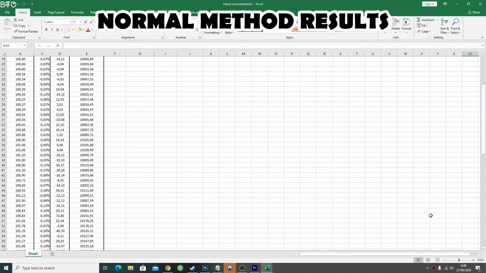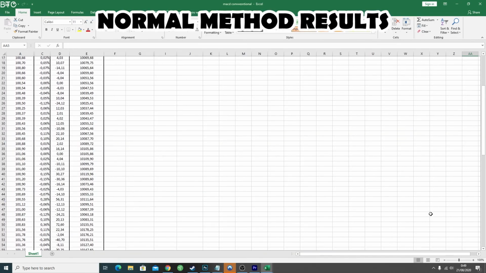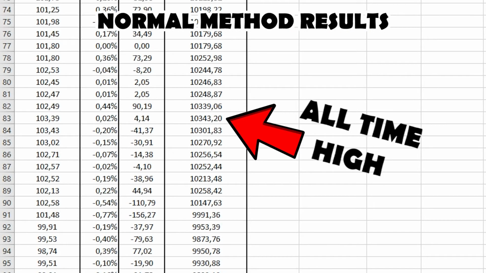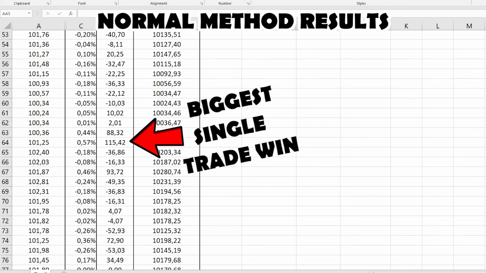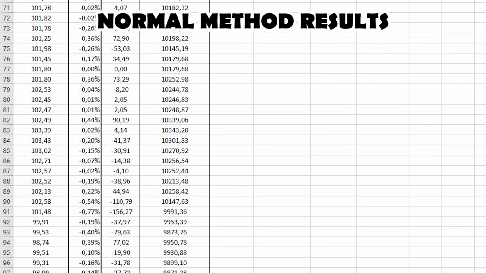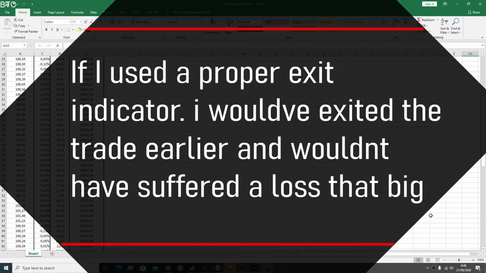Now remember that we didn't manage our losses and didn't have a proper exit strategy. So if we had used proper risk management and a good exit strategy, I'm pretty sure we would come out more profitable. We actually made $343 at some point. Our biggest single trade win was $115.42, which was about 57 pips. However, our biggest one trade loss was $156 or 77 pips. Like I said, had I used a correct exit plan and proper risk management, I could have avoided that huge loss and exited that trade earlier.